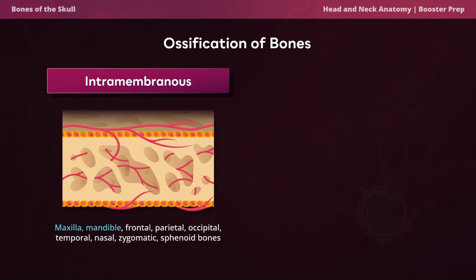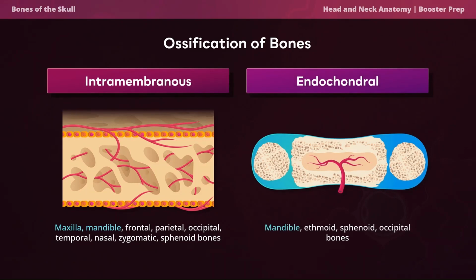and sphenoid bones. Now, unlike intramembranous ossification, endochondrial ossification occurs when cartilage is formed first and then gets replaced by bone by osteoblasts. The bones that are formed by endochondrial ossification are the mandible, ethmoid, sphenoid, and occipital bones. It is important to remember that the maxilla forms only by intramembranous ossification, where the mandible is formed by both intramembranous and endochondrial ossification.